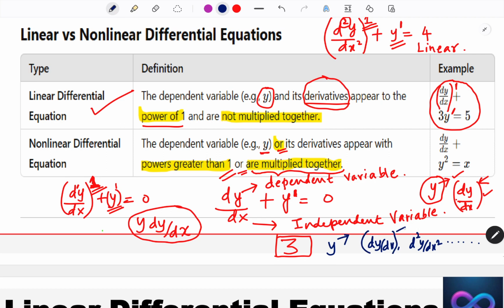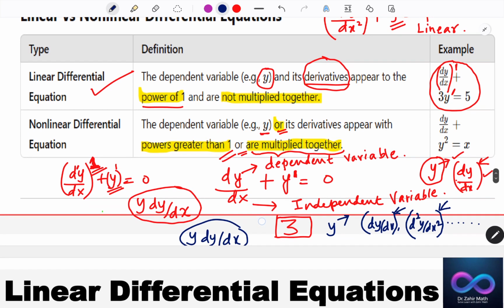If the power is more than 1, when I say power, I am putting the brackets, look at it carefully. If the power is more than 1, then it is a non-linear differential equation, okay? This is the second situation. And the third situation is, if it is multiplied together. What do you mean by multiplied together? Y and dy by dx multiplied together.